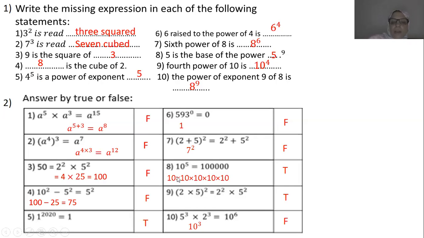Now 10 to the power 5, is it equal to 100,000? 10 to the power 5 means we multiply 10 by itself 5 times. So yes, if we multiply, it gives me 100,000, so this is true.